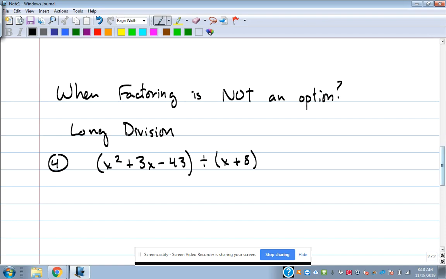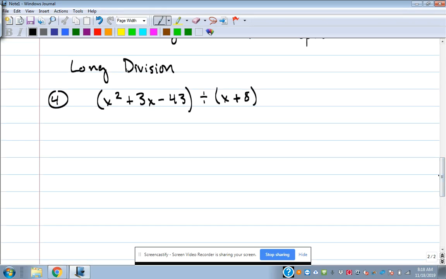So long division is what I'm going to show you first, and then I'm going to show you this thing called synthetic division. It's pretty cool. So long division, we're going to set it up old elementary school style. The divisor goes on the outside, and long division symbol, x squared plus 3x minus 43 on the inside. So that's been a while since you've done that.